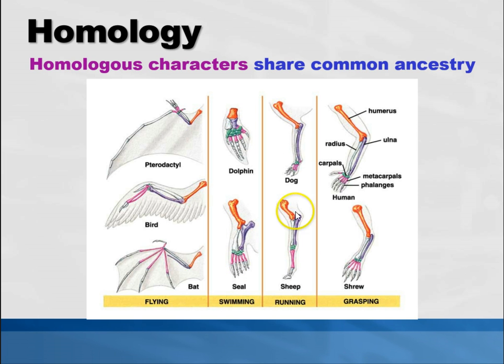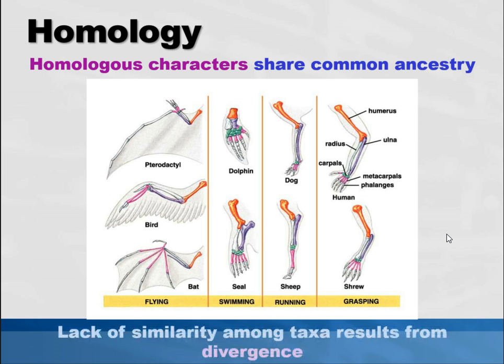Now, in the sheep and the dog, they're made for running. The dog still has the digits. In the sheep they've fused into two, and a horse is fused into one. And then the shrew has the digging, the grasping, the holding kind of thing. And so you can see that these are all arising from the same structures. These are homologous structures.